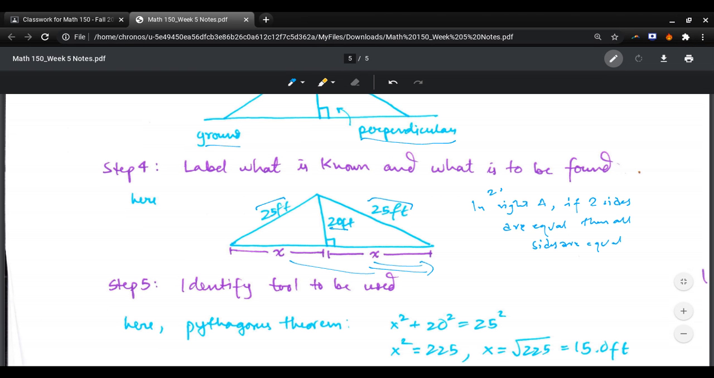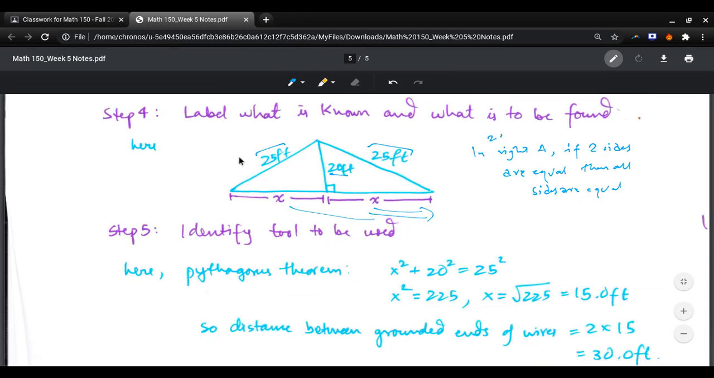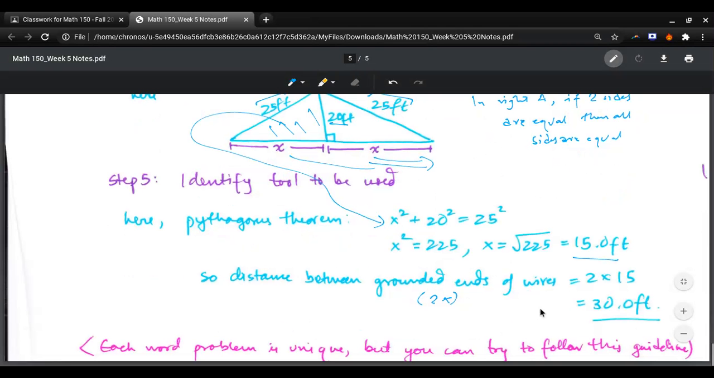Now identify the tool to be used. Step 5 is important because although right now you only have one tool, going ahead we will be learning a bunch of different tools, so it becomes important to identify what to use. Here, because we are talking about a right triangle and we are talking about the lengths of the sides, we use Pythagoras theorem. So that for the small triangle, we apply the Pythagoras theorem, get x squared plus 20 squared is 25 squared, giving us x squared is 225 and x is 15 feet. And the distance between the two ends is 2x, so it is 2 times 15, which is 30 feet.